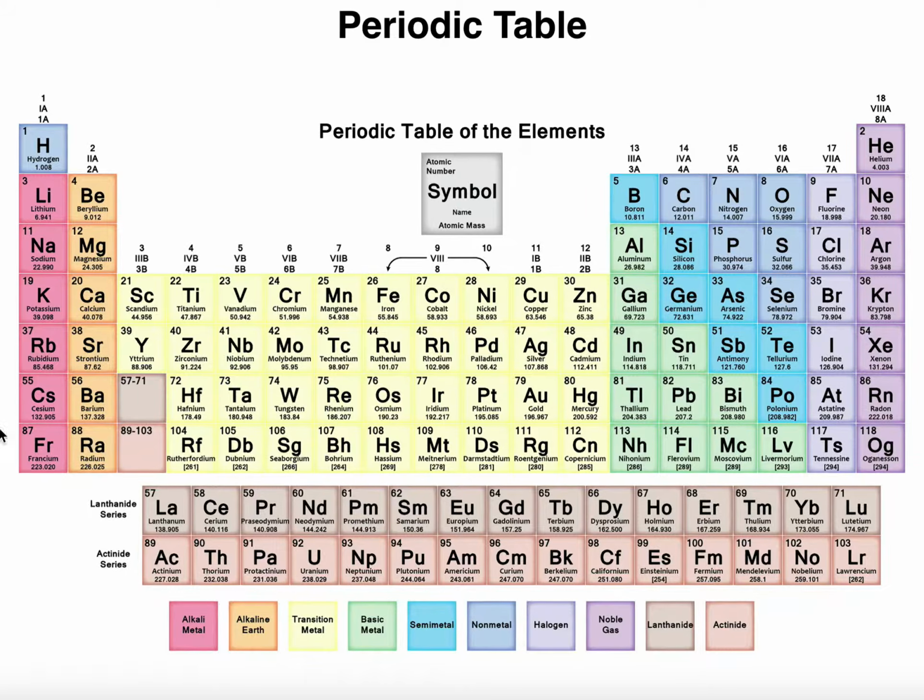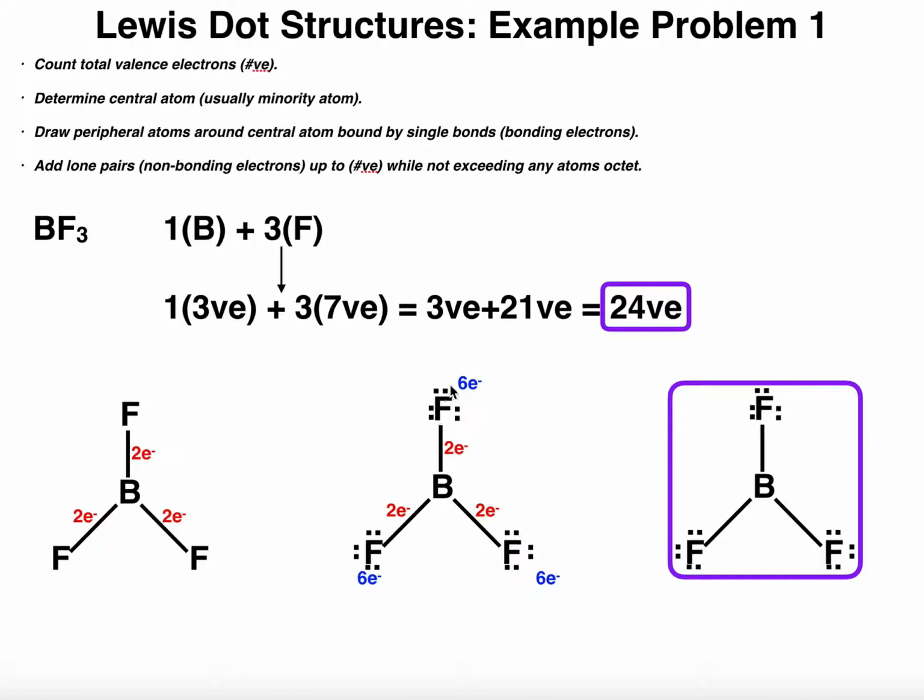Remember that elements in the second period, such as boron, carbon, nitrogen, oxygen, and fluorine, can have a maximum of 8 electrons. So, there's 6 non-bonding electrons, and we have to count the 2 from this bond. That's 6 plus 2, which is 8, so I've already hit the octet for this fluorine atom, therefore I can add no more non-bonding electrons to the fluorine. And since all these fluorines are the same, I'm going to be adding 3 lone pairs or 6 non-bonding electrons to each of them.